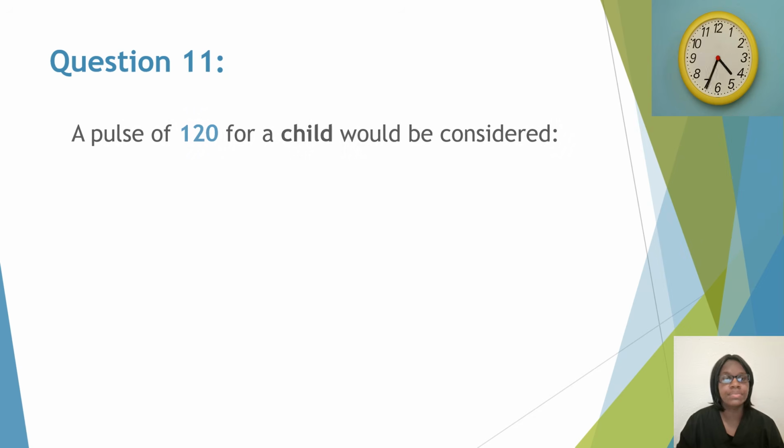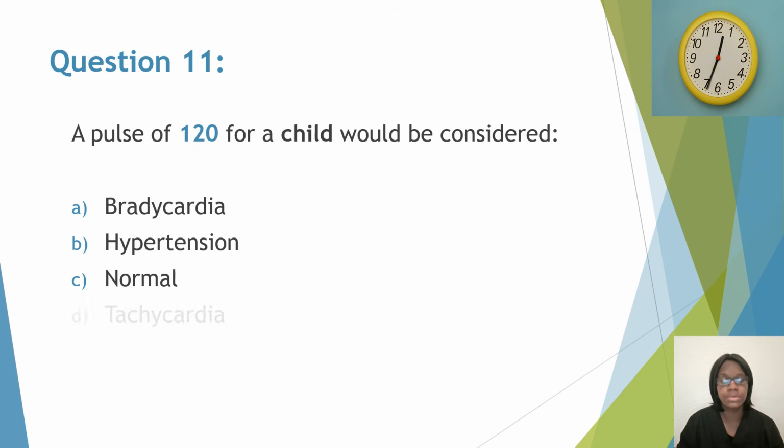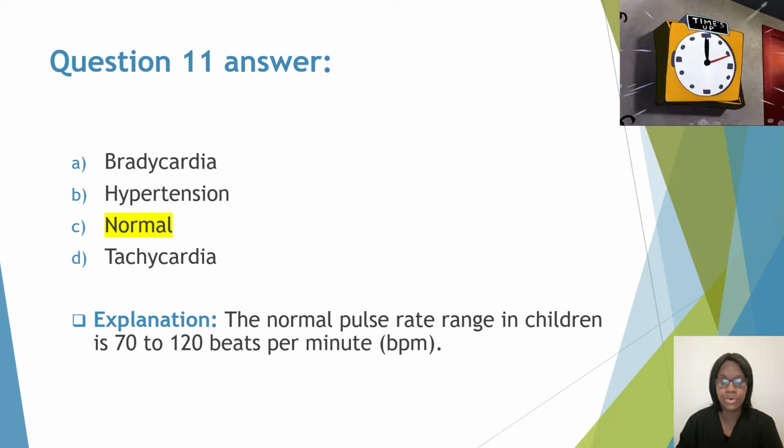Question 11. A pulse of 120 for a child will be considered A, bradycardia, B, hypertension, C, normal, D, tachycardia. All right, the correct answer is C, normal.